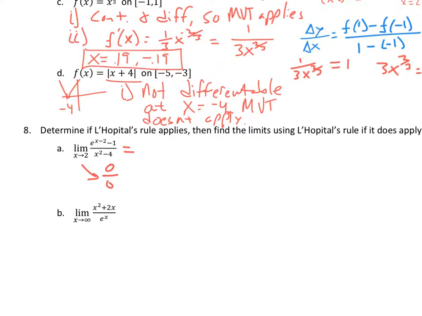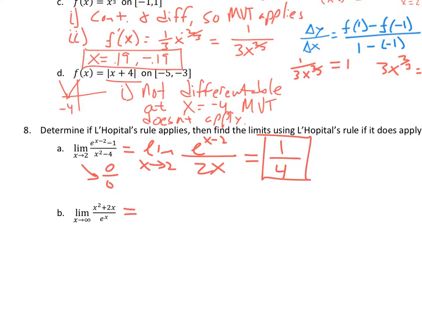So we can take the derivative, limit as x goes to 2. Derivative of the top is a little chain rule. Derivative of the inside is 1. Derivative of e to the x minus 2 is e to the x minus 2, and the constant goes away. Derivative of the bottom is 2x. Now we try to plug this in. Does that work? Yep, we can plug this in. We get 4 on the bottom and e to the 0 on top, which is 1. So 1/4 is our limit.